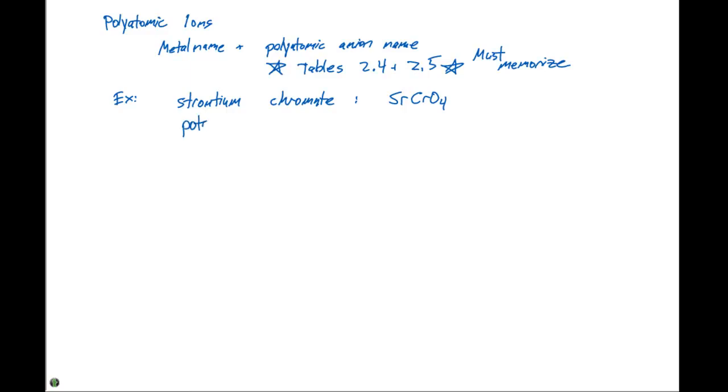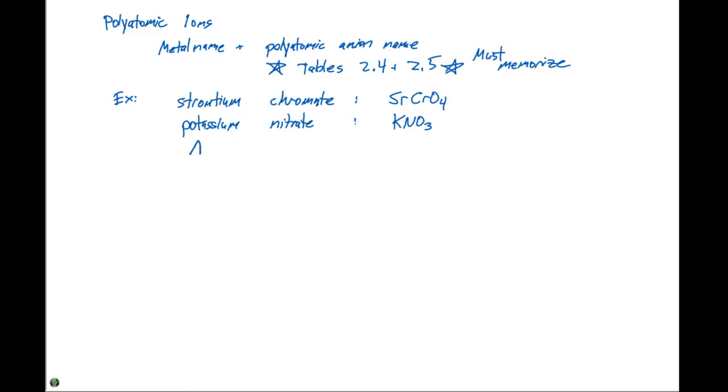If we have potassium nitrate, nitrate is NO3 with a -1 charge. Potassium's in group 1A, so it's going to have a +1 charge. So that formula is KNO3.